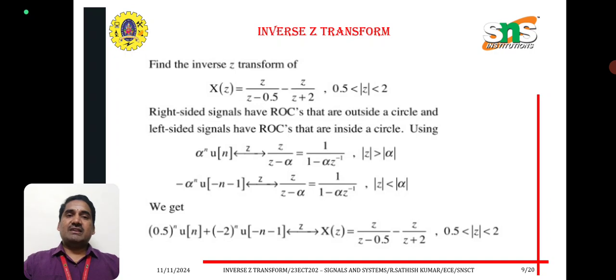Find the inverse Z transform of X(z) equal to z divided by z minus 0.5 minus z divided by z plus 2. a power n into u(n) gives z divided by z minus a, which is equal to 1 divided by 1 minus a z inverse. Minus a power n into u(minus n minus 1) is equal to z divided by z minus a, which is equal to 1 divided by 1 minus a z inverse. Therefore, 0.5 power n into u(n) plus minus 2 power n into u(minus n minus 1) gives z divided by z minus 0.5 minus z divided by z plus 2, with ROC 0.5 less than modulus of z less than 2.